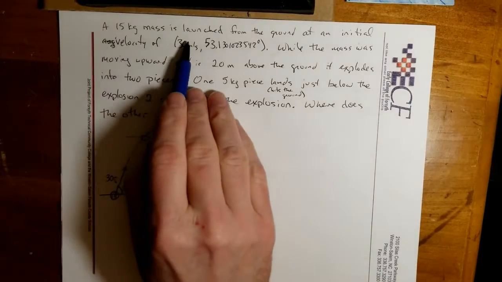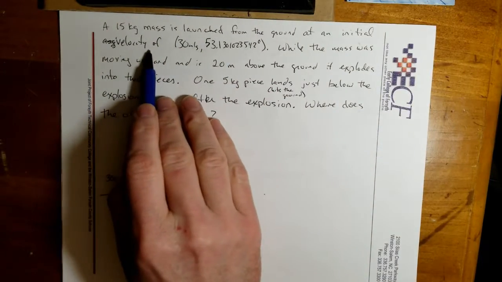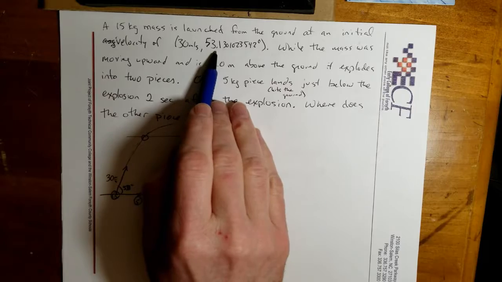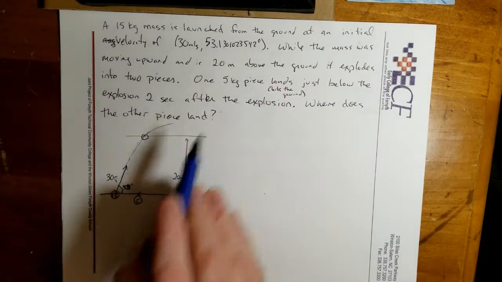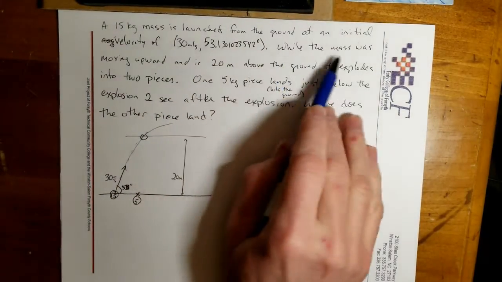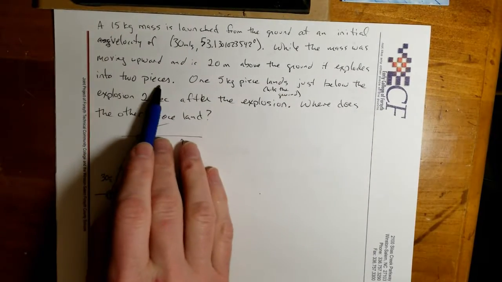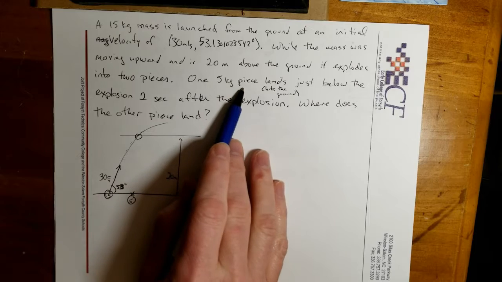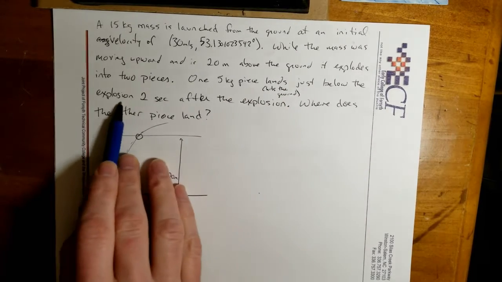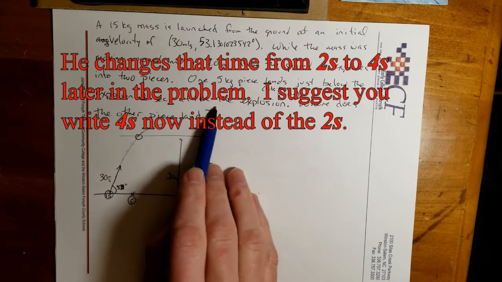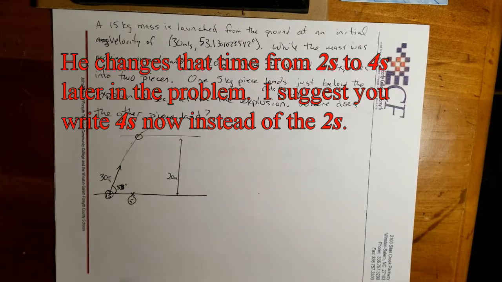A 15 kilogram mass is launched from the ground at an initial velocity of 30 meters per second and 53.13 degrees, drawn right here. While the mass is moving upward and is 20 meters above the ground, it explodes into two pieces. One 5 kilogram piece lands just below the explosion, 2 seconds after the explosion. Where does the other piece land?